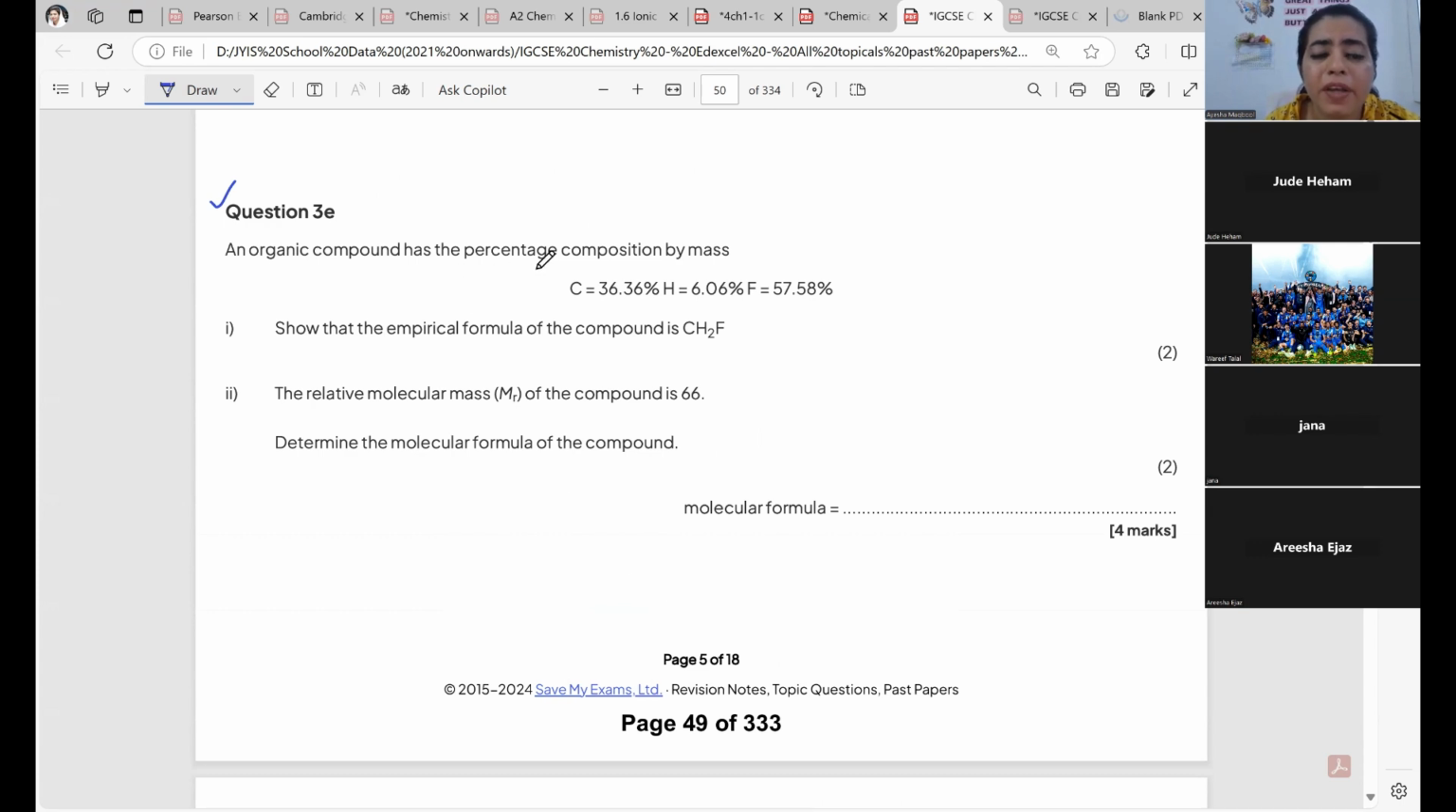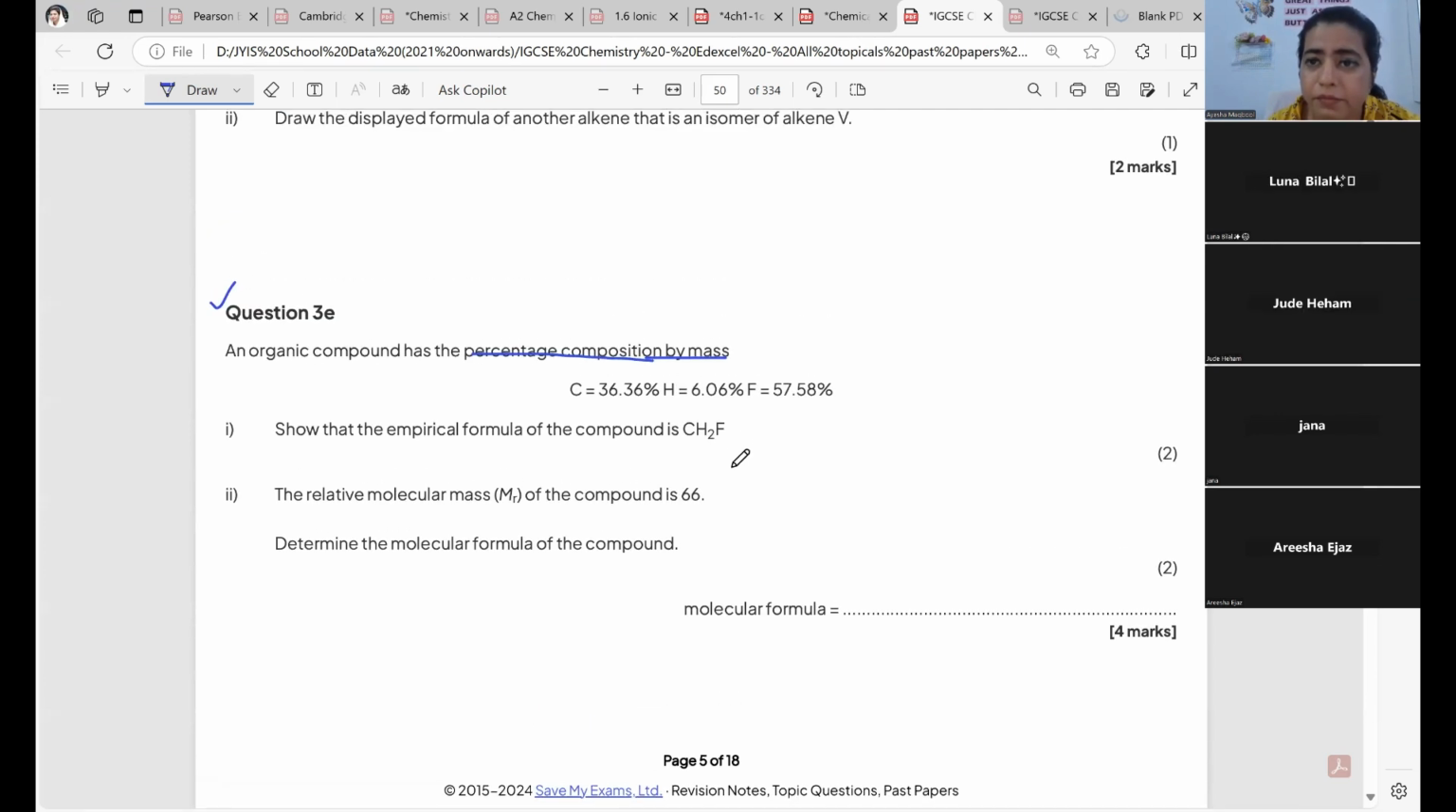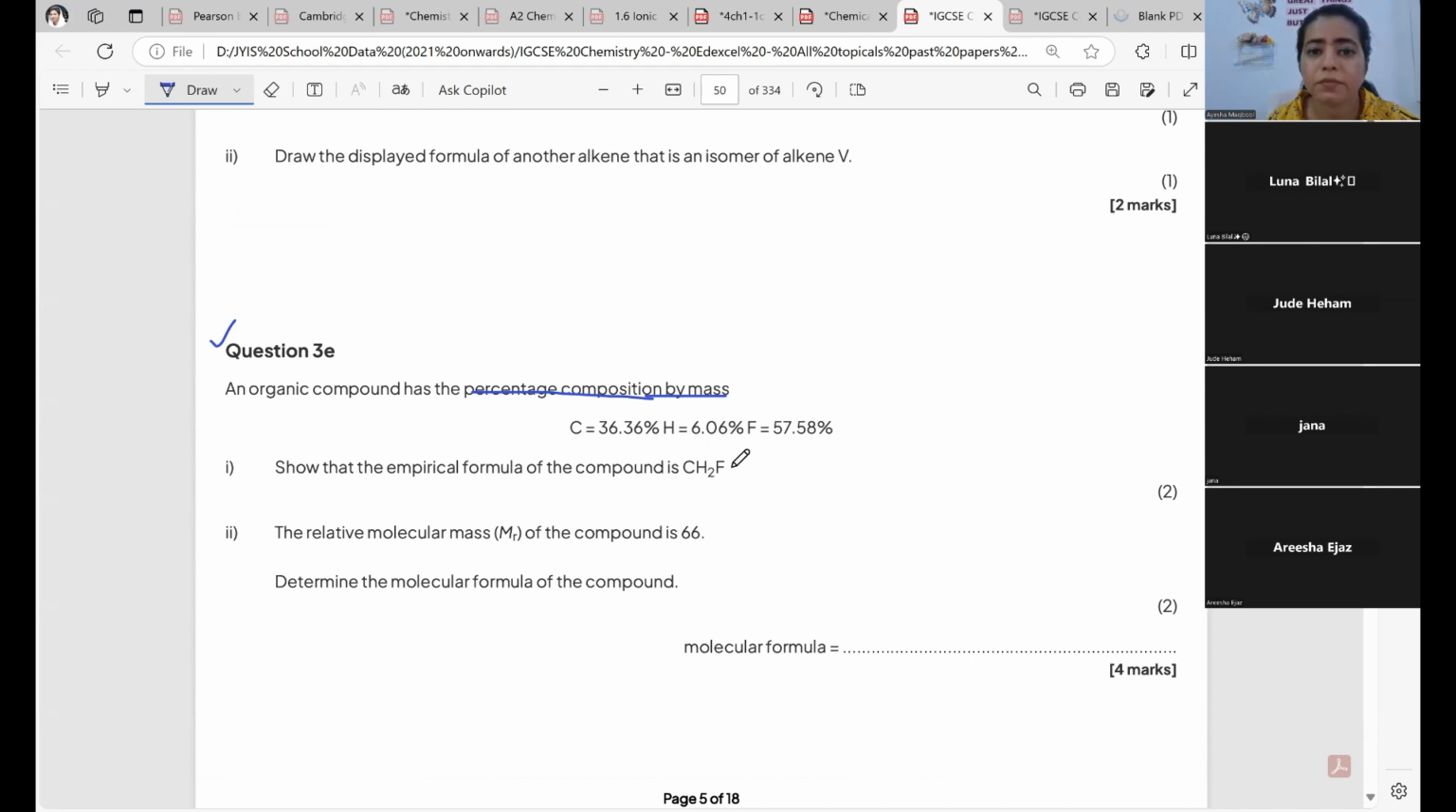Okay, an organic compound has the percentage composition by mass. Carbon is 36.36%, hydrogen 6.06%, and fluorine 57.58%. The empirical formula is also given to you. You have to prove it as a right empirical formula. How we can prove it? We'll take percentage as grams. Percentages are actually calculated as mass.